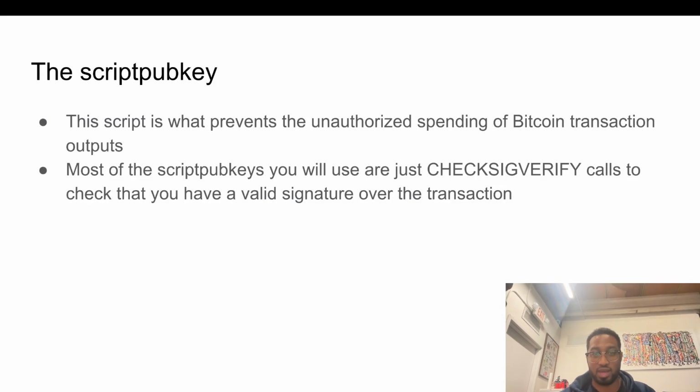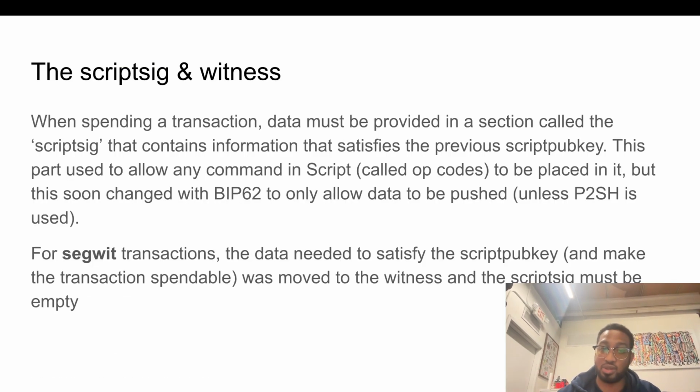So the script pub key, going back, this prevents the unauthorized spending of Bitcoin transaction outputs. So the script pub key is a script that exists on the output of your transaction. Now the script sig kind of contains data that should satisfy the script pub key on your output. So let's just read what's here. When spending a transaction, data must be provided in a section called the script sig that contains information that satisfies the previous script pub key, so of the output that you're spending. This part used to allow any command in script called opcodes to be placed in it, but this soon changed with BIP62 to only allow data to be pushed, unless pay-to-script hash is used.